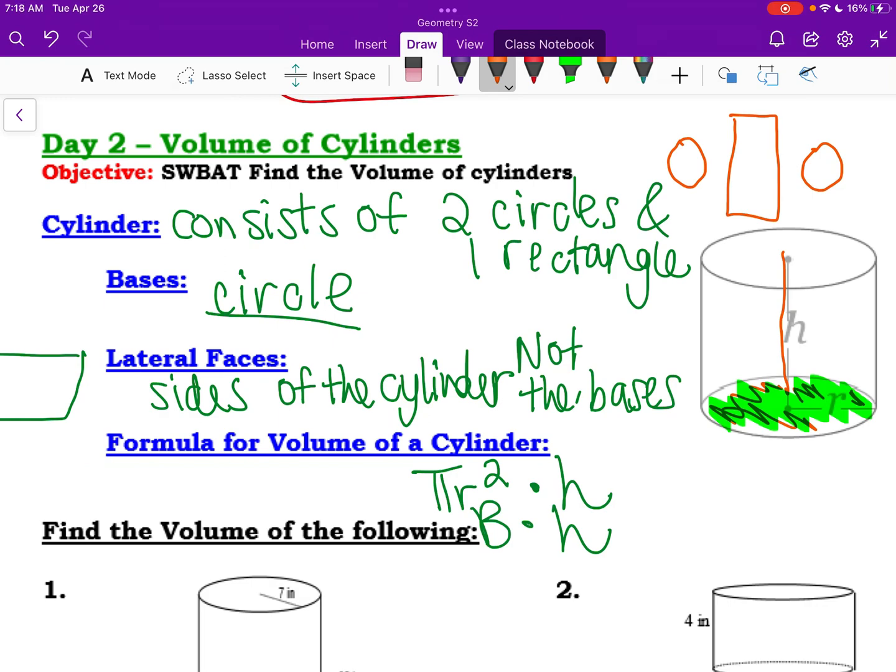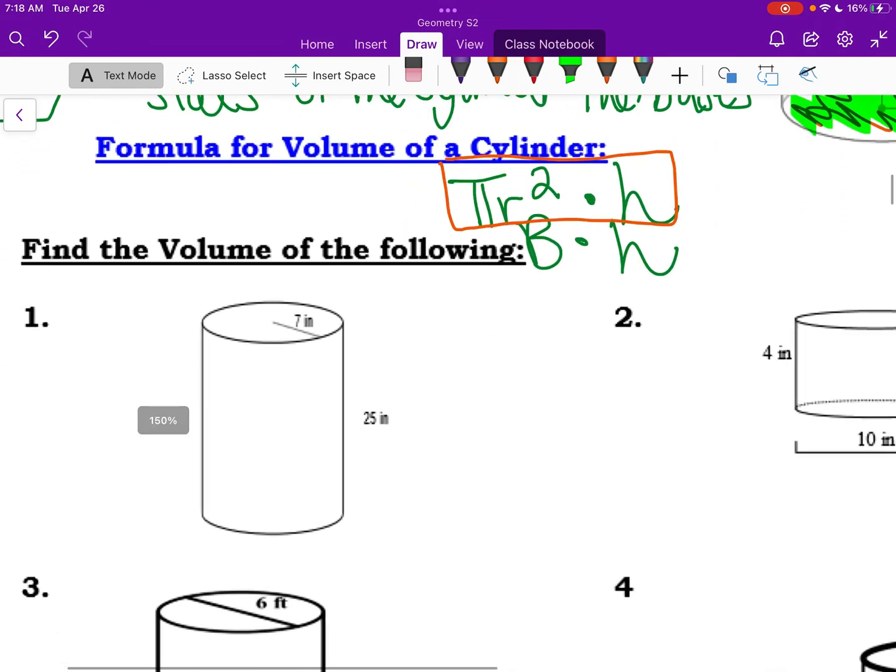The lateral face is the sides of the cylinder that are not the bases. So we're talking about that rectangle piece. Formula, again: pi r squared times the height, because the area of a circle is pi r squared, and then I times it by the height.